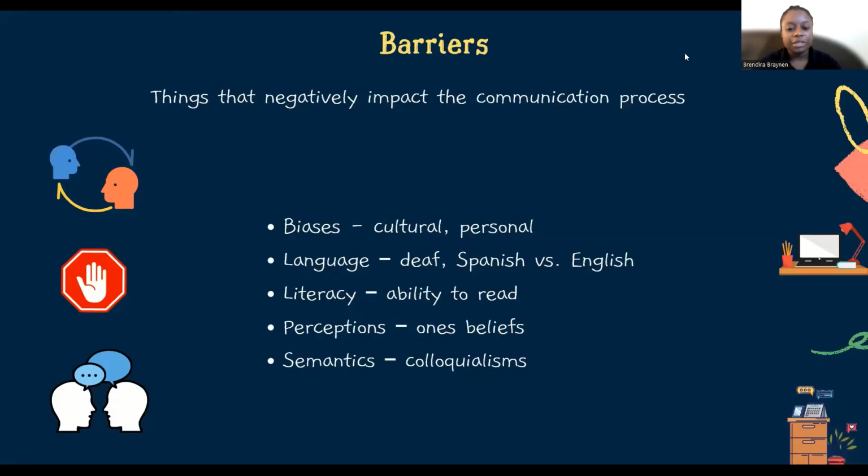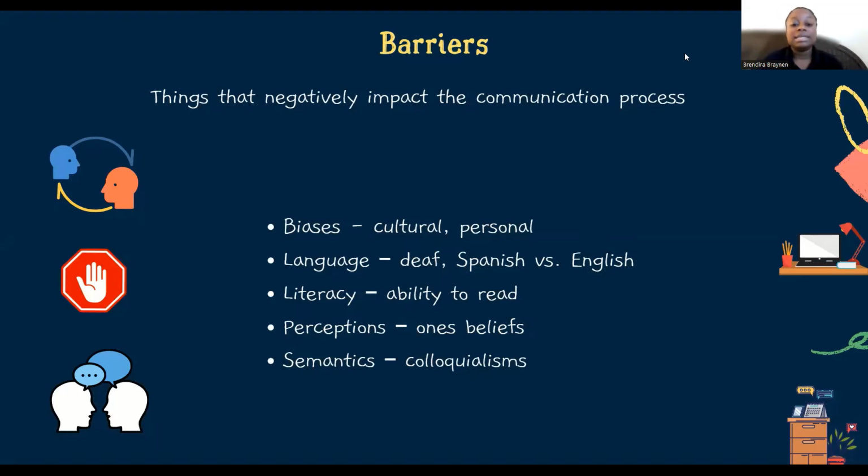With perceptions, perceptions talk about one's beliefs. So if I believe that a person is a liar, it's going to be hard for me to believe what they're actually trying to tell me. And so a person's beliefs, personal beliefs, do affect the way communication is shared and received. It's important to think of things like perception as a barrier to actually finishing the communication process properly.